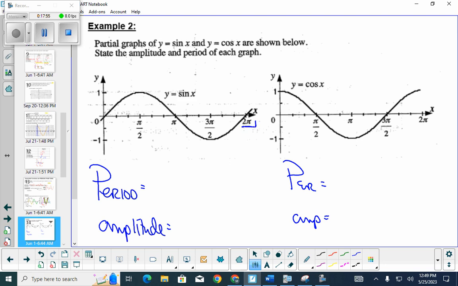So you see how this is in radians? That means the period has to be in radians. So how long did it take for one pattern to happen? 2 pi. If you want to write the word radians in, you can, but you don't have to. Same thing here. How long did it take for one full pattern to happen? 2 pi. So whatever the units are on the x, your period has to be in the same units.